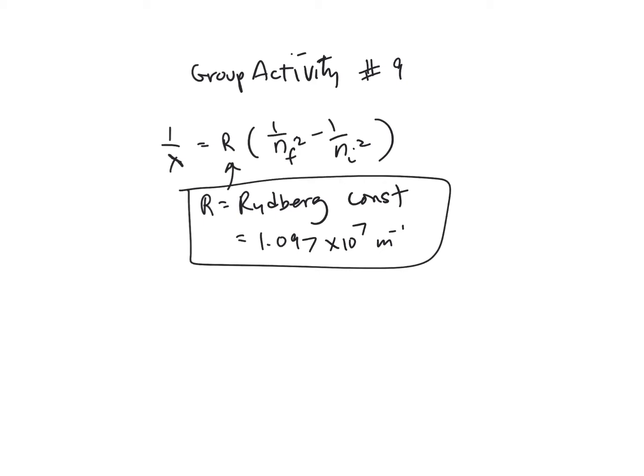And then the way the problem is written, it's going to result from a transition that starts at some higher level and comes down to n equals 1. So that's going to be the n final. So it's going to end up at n equals 1. So 1 over 1 squared minus 1 over n, and we're going to solve for this. The question is, what's the principal quantum number of the upper level? And then you're also given the wavelength of light associated with the transition.